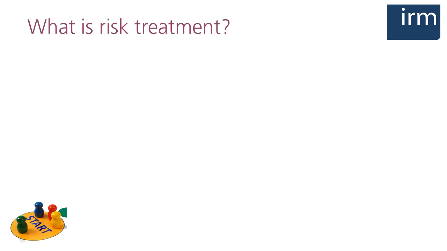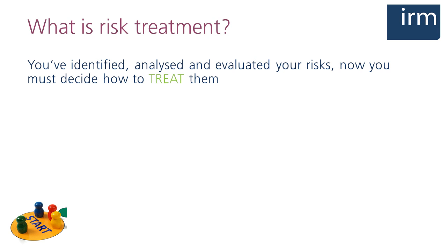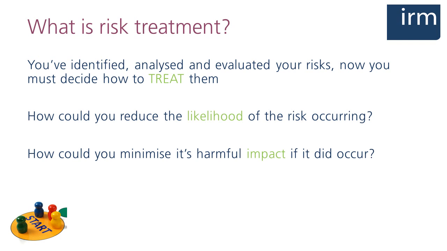We'll start by clarifying what we mean by risk treatment. Once you've identified the risks your objectives face, analysed them and evaluated them to decide how important they are, it's time to think about how you're going to treat them. In other words, what you're going to do about them. You need to think whether there is anything you could do to reduce the likelihood of the risk occurring and anything that might reduce its impact on your objectives if it did happen. And we'll look at how you might go about this in a moment.